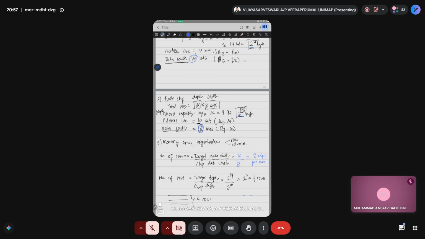And then each row will have 2 chips. Now based on this figure, we can conclude that the total chips that we need is equal to 2 times 4, which is 8 chips. We can count 1, 2, 3, 4, 5, 6, 7, 8. So we will have a total of 8 chips. Or you can just multiply 2 times 4.